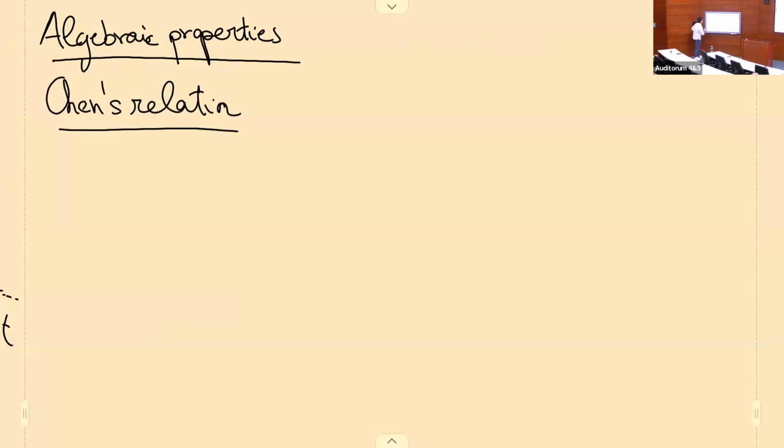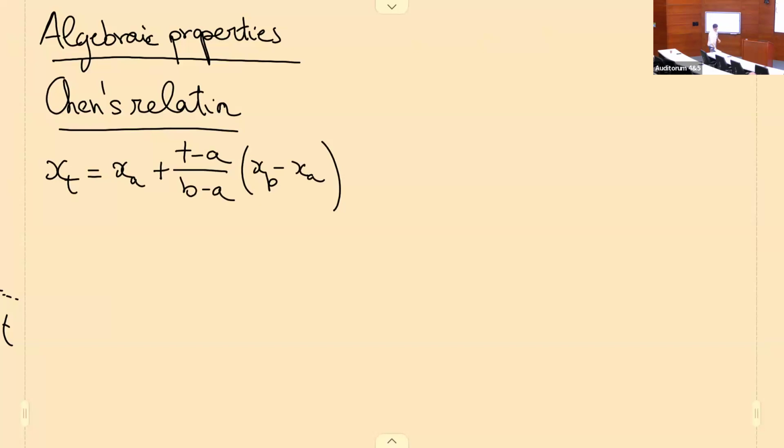So let me give you an example. Suppose that I have a linear path, which for some reason I always get wrong. So x_t equals x_a plus (t minus a) over (b minus a) times (x_b minus x_a). Okay, so this is a straight line, a linear path in R^d. So let's suppose that I'm in R^d. I have a point x_a, I have another point x_b, and I just have a straight line from A to B.